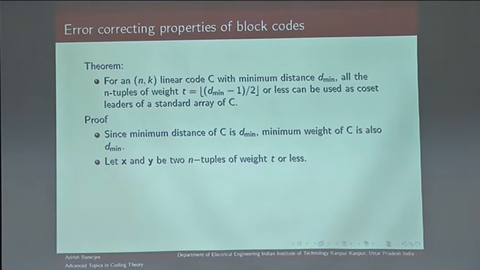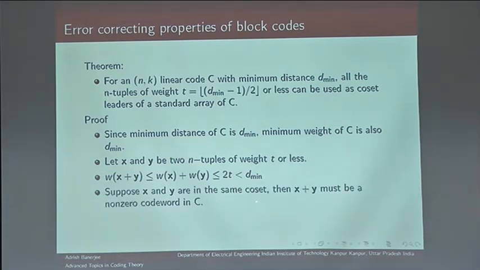If they are not in the same coset, it would mean all patterns of weight up to t are in different cosets, and we can always make them coset leaders. And if we make them coset leaders, we can correct those errors. That is what we are going to prove. Now, how do we show that x and y are not in the same coset? To prove that, we do this. Weight of x plus y is less than or equal to weight of x plus weight of y. You agree? Because x and y may have some common places where they are the same. Now, this is less than or equal to 2t, because x and y are both n-tuples of weight up to t. So, weight of x plus y is less than or equal to 2t, which is less than d min. Why? Because d min is at least 2t plus 1.